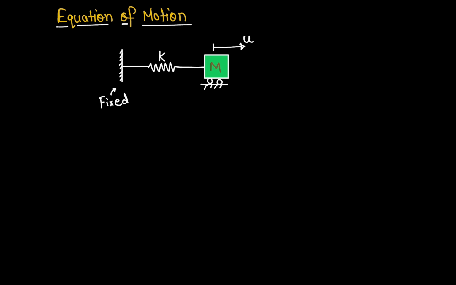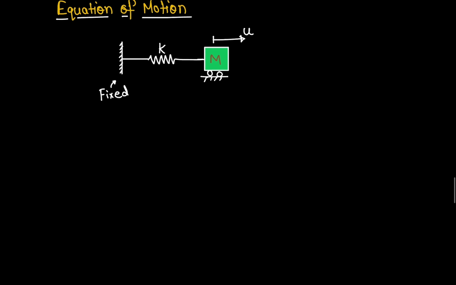If the mass is moving towards positive U, the spring force would act opposite to that, such that it will try to bring the mass back to its equilibrium position. So we have the spring force acting in the backward direction, which I may draw on a free body diagram. So we have K times U, or basically instead of going into that, we can just say we have force due to spring.